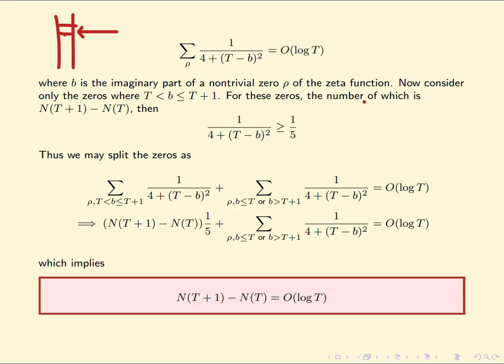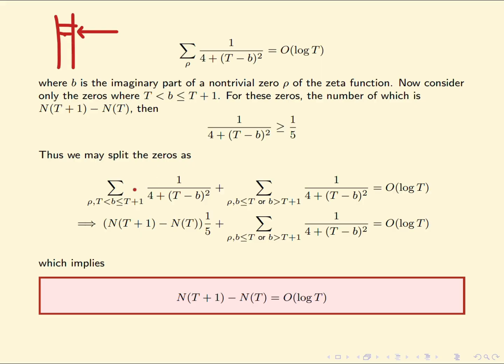And I'm going to claim for these zeros, the number of those zeros is this number. Then this thing is going to be at least 1/5. And the reason is that for these zeros, the absolute value of t minus b is between 0 and 1. So if you take a number whose absolute value is between 0 and 1 and square it, then it's going to be a number between 0 and 1. And therefore 1 over a number that's between 1/4 and 1/5 is going to be greater than or equal to 1/5.